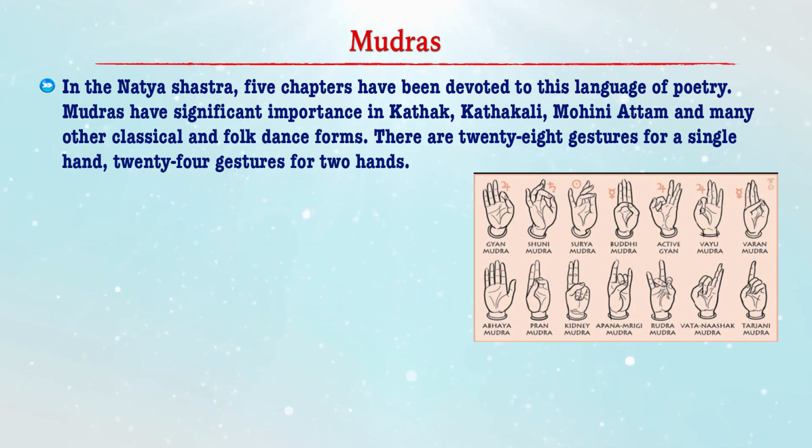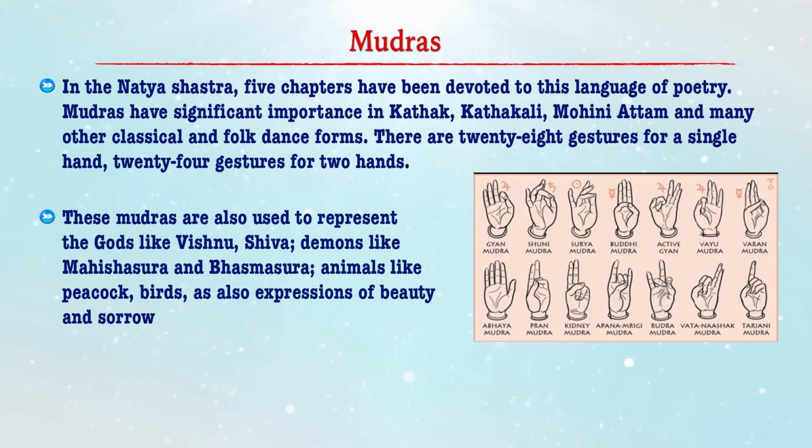There are references to about 28 gestures for a single hand and 24 gestures for two hands. These mudras are also used to represent the gods like Vishnu, Shiva and demons like Mahishasur and Bhasmasur, or animals such as peacocks. Birds are also used as expressions of beauty and sorrow. Apart from this, mudras also portray verbs, men and women, divine objects, planets such as the moon, stars, and also kings, their palaces and nature.